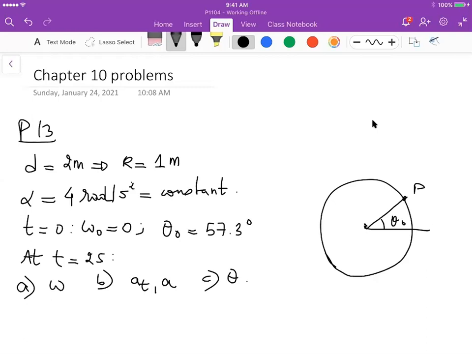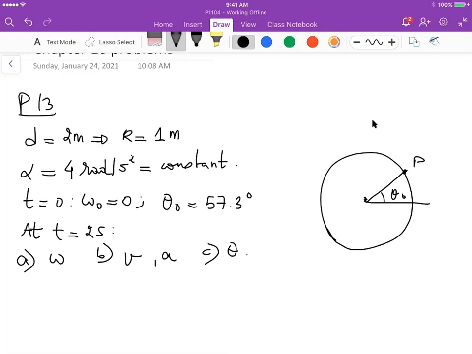They told us that the wheel rotates with a constant angular acceleration of 4 radian per second squared. So we have alpha equal to 4 radian per second squared, which is constant. Now at time t equals 0, they told us that the wheel starts at rest, which means that omega 0 was equal to 0, and it was making an angle 57.3 with the horizontal line. You have to find at time t equals 2 seconds omega in the first part. You have to find the tangential speed v, and the total acceleration a, and finally you have to find the position of the point at this time. So let's start with the first question, part A.